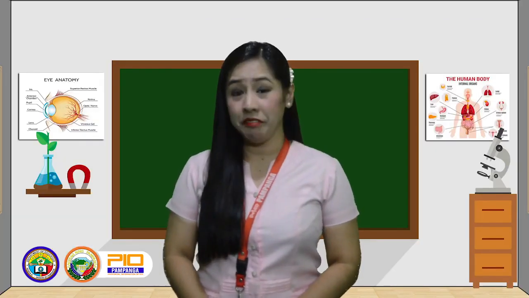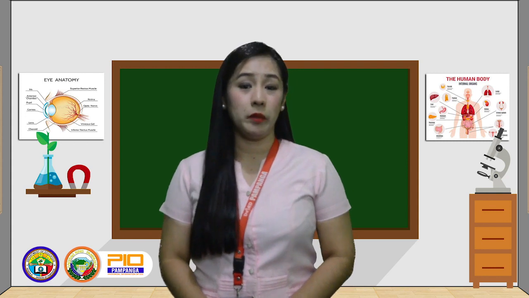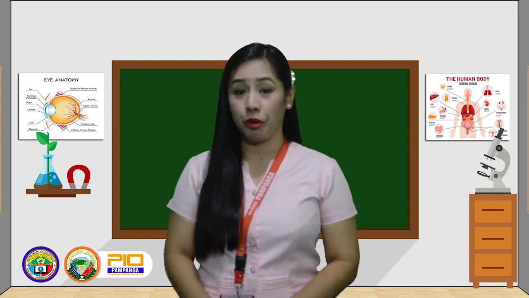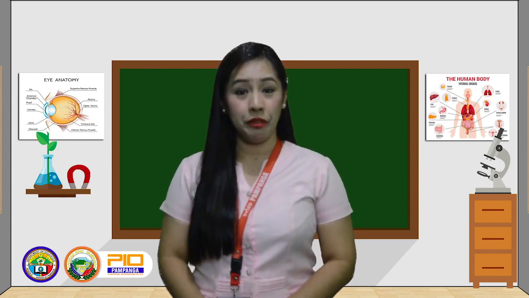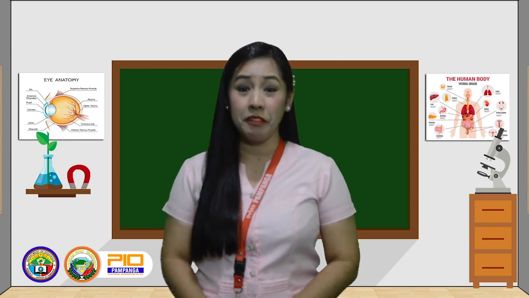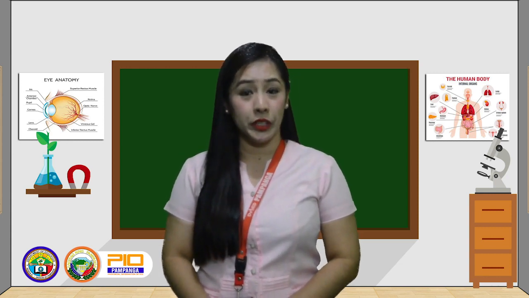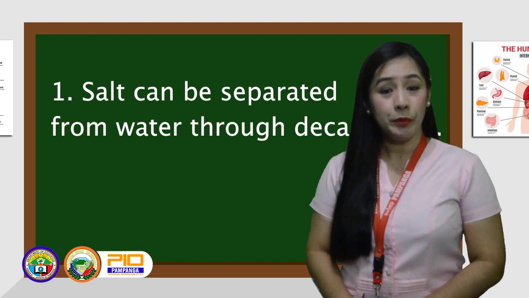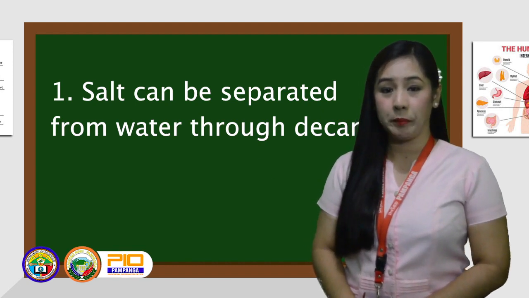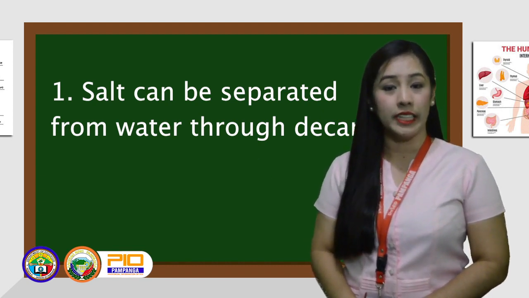For the next activity, identify the following statement if it is true or false. Write true if the statement is correct. If it is false, write the correct word to make the statement correct. Number 1, salt can be separated from water through decantation.